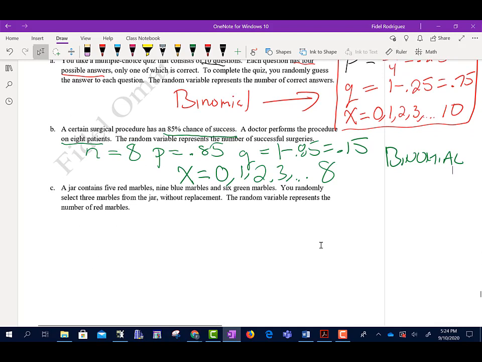Okay, so let's take a look at the next one. Part C says a jar contains 5 red marbles, 9 blue marbles, and 6 green marbles. You randomly select 3 marbles from the jar without replacing them. The random variable represents the number of red marbles.